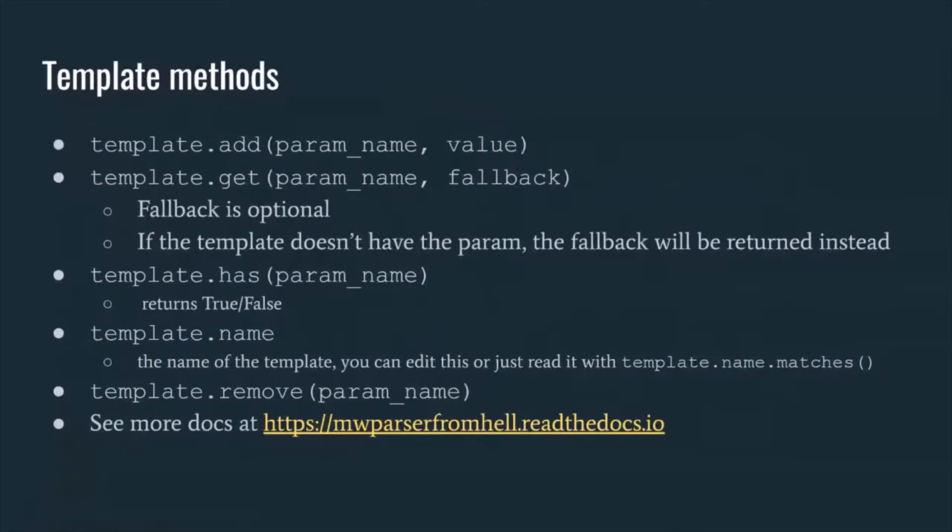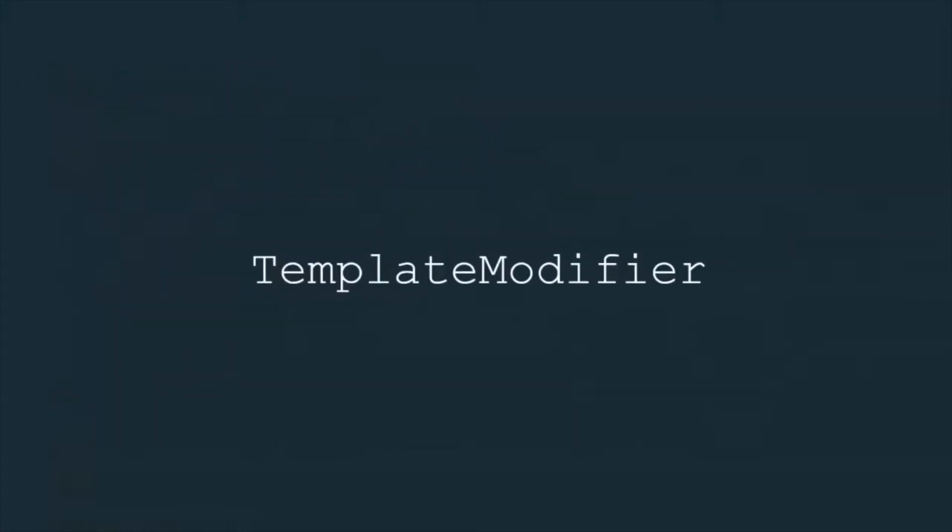So here's just some quick documentation about all of the methods on template. You can add a parameter, so you can write to these. The read-only ones are get and has, and then you can examine the name, but you can also edit the name by saying template.name gets whatever, and then you can add a parameter name and you can remove a parameter name. And I give you a link to the docs here also.